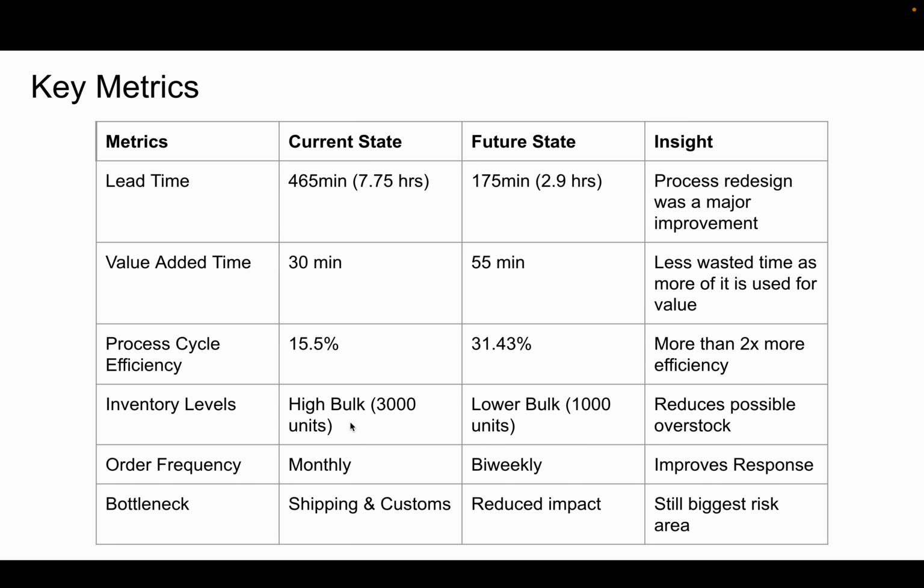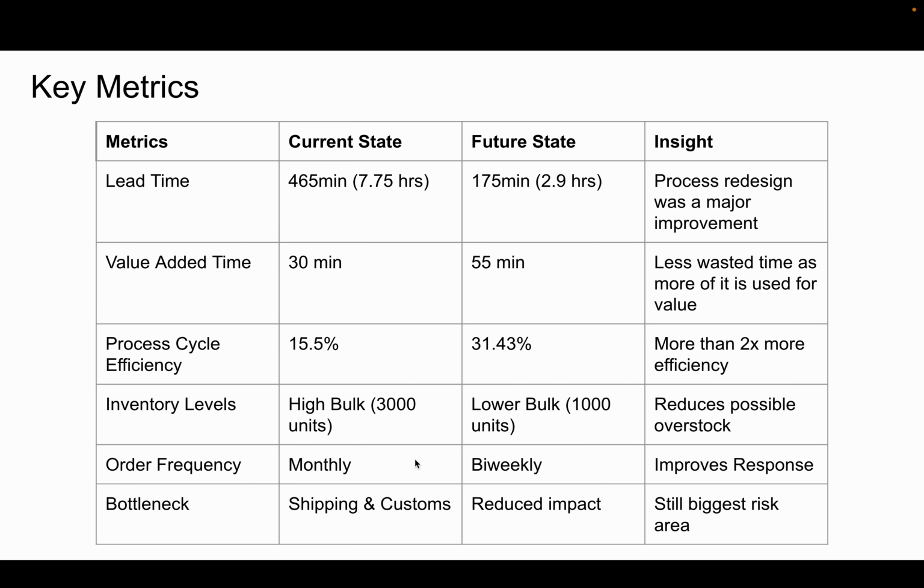We talked about in the last one, high bulk orders, like 3,000 units. That is just too many units to keep track of, and you could be over ordering. So then let's look at the future state, lower bulk. This is back to what we were talking about, the 1,000 units every week or every couple weeks. This reduces possible overstock, and it's better to forecast this way.